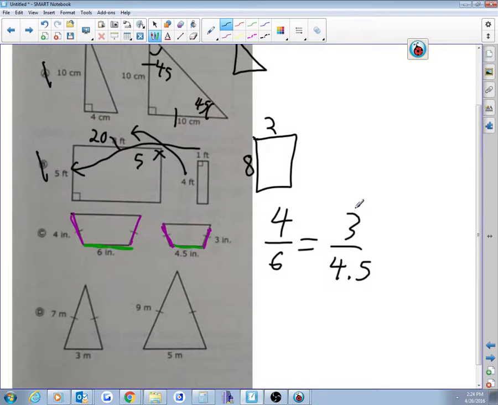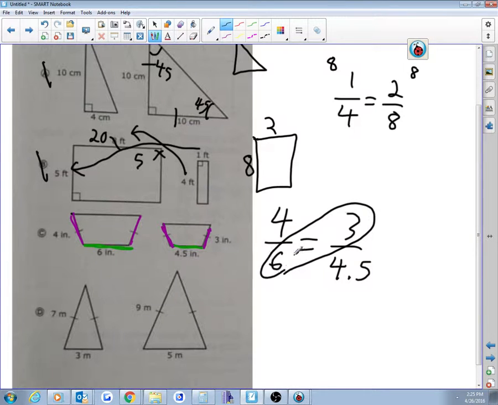So if these are congruent, then the cross products are equal. What I mean by that is, we know 1/4 equals 2 over 8. Well, the cross products are equal. 8 times 1 is 8. 4 times 2 is 8. So if these cross products are equal, then these would be proportional, they would be similar. So if I multiply 3 times 6, that's going to give me 18. Now if 4 times 4.5 equals 18, that means these are proportional, they are similar.